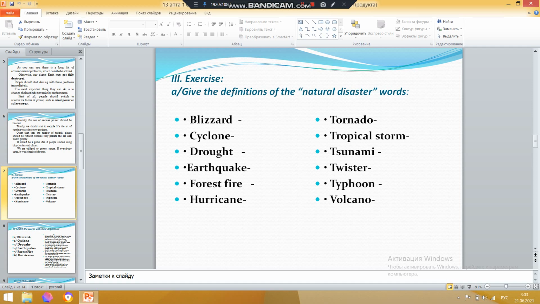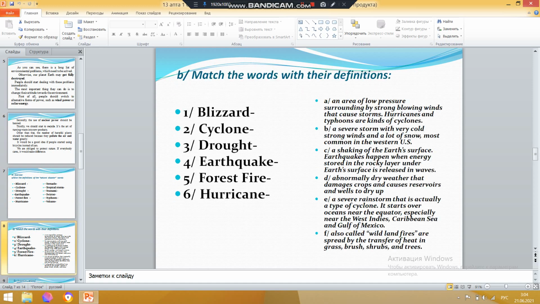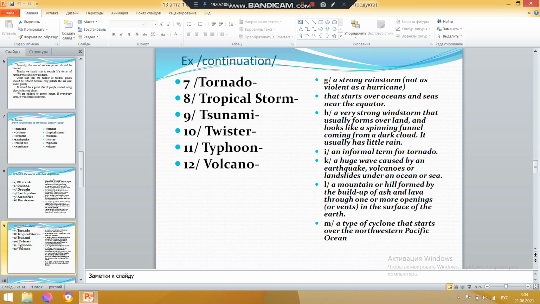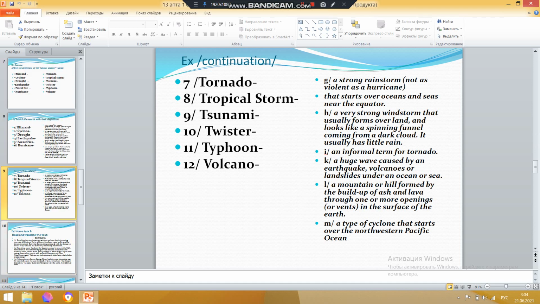Okay, this is the third task. Exercise: give the definition of the natural disaster words: blizzard, cyclone, drought, earthquake, forest fire, hurricane, tornado, tropical storm, tsunami, twister, typhoon, volcano. Match the words with their definitions: blizzard, cyclone, drought, earthquake, forest fire, hurricane, tornado, tropical storm, tsunami, twister, typhoon, volcano.